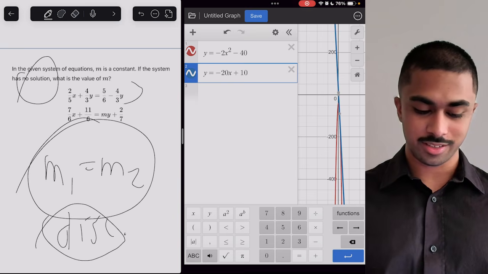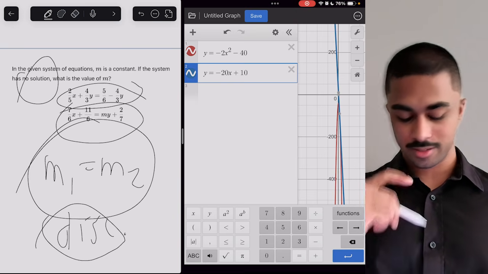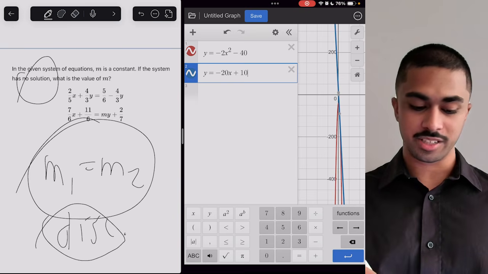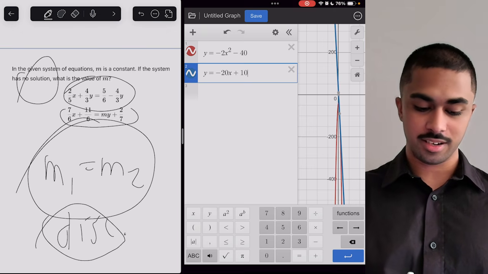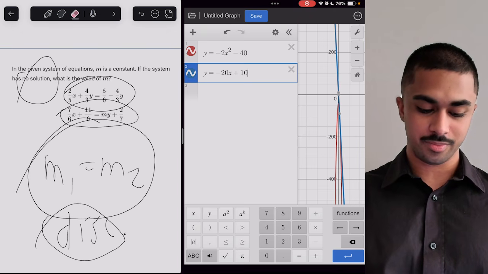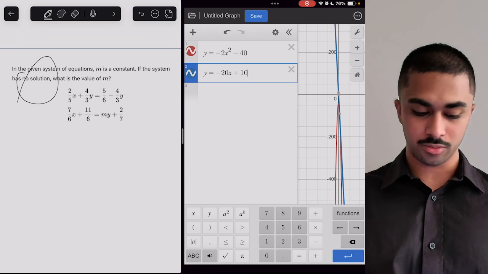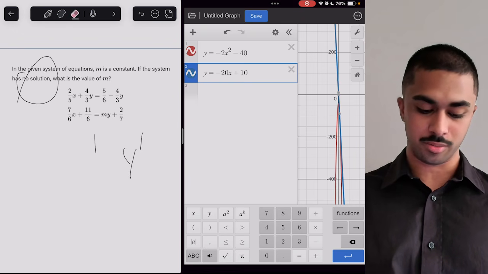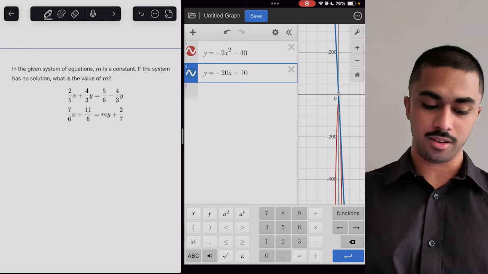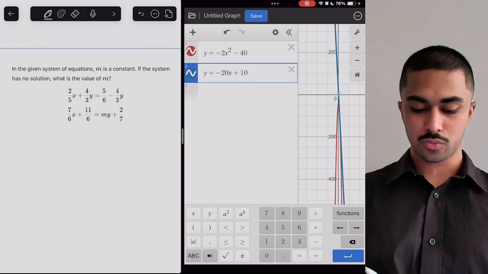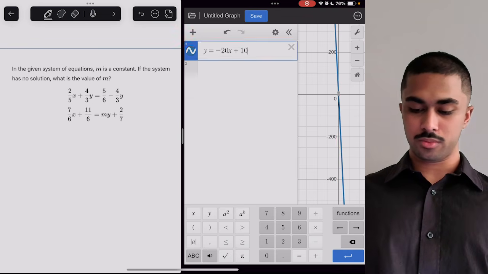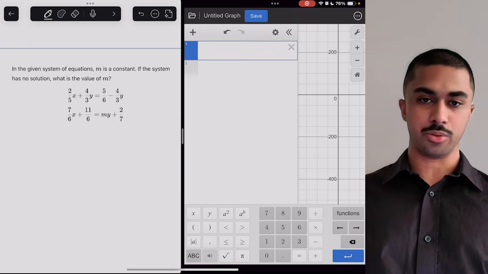Well, if you look at these, there's no x squared in any of them. If there was a single parabola in this system, then we would have to use the discriminant. But there is no parabola. All of it is x to the power 1 and y to the power 1, meaning they're both lines. All right. We're basically just setting the slopes equal to each other. That's it.